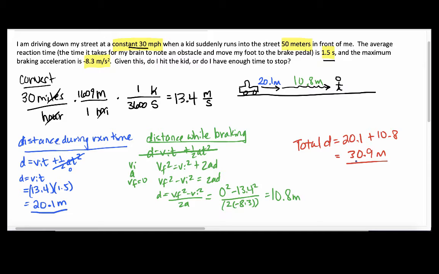Now, this is not our answer because the question says, do I hit the kid or do I have enough time to stop? And the answer is the kid is safe because he was 50 meters ahead of us and it's only going to take 31 meters to stop. So the kid's okay.